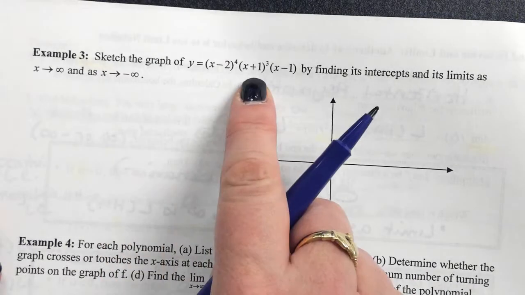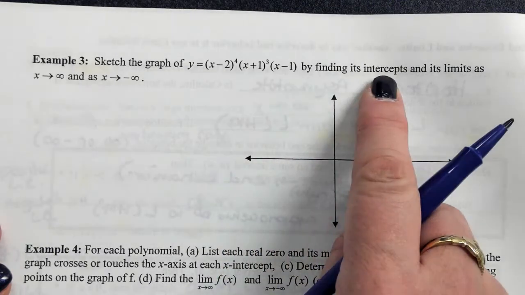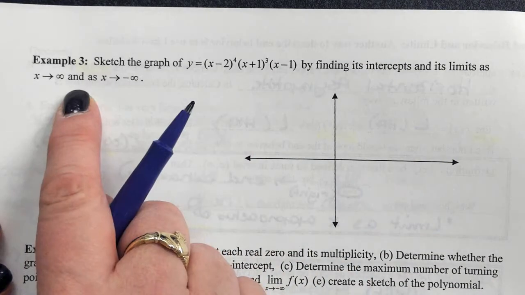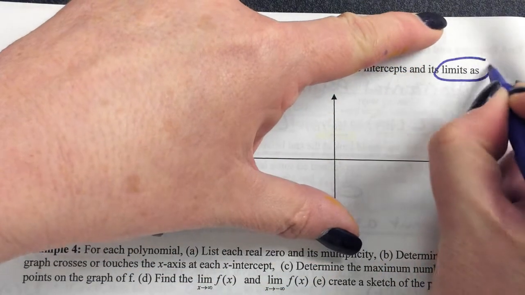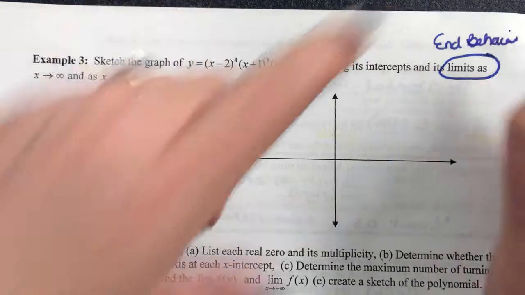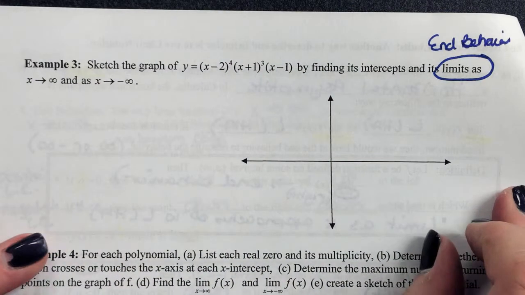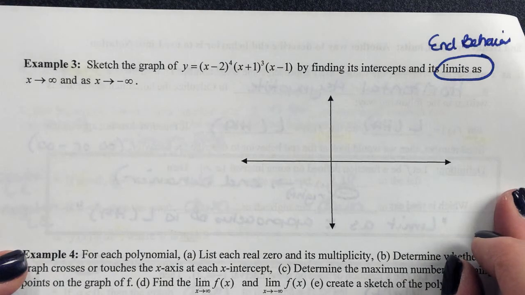So they've already factored the polynomial for you. They want you to sketch it by finding the intercepts and the limits as x approaches positive and negative infinity. When they say the limits, we are talking about the end behavior. In order to sketch a polynomial function, you have to know what the end behavior is going to be.